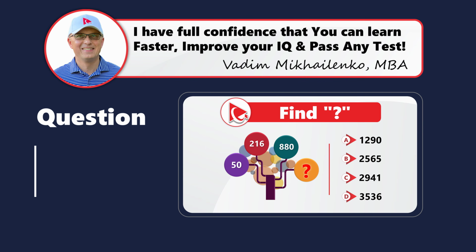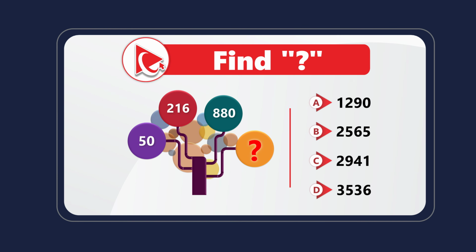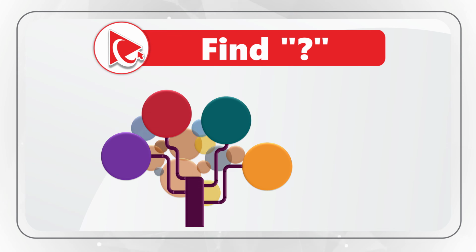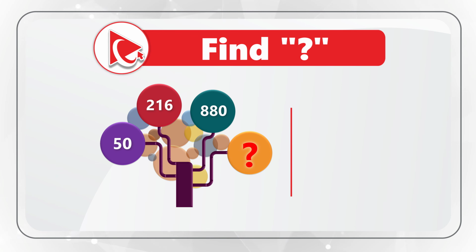Here's an amazing question where we need to find the missing number. You're presented with the tree-looking structure, and it has the numbers in the circles on the top. The numbers are, if we start from the left, 50, 216, 880, and then comes the missing number. You need to calculate and select the missing number out of 4 possible choices.